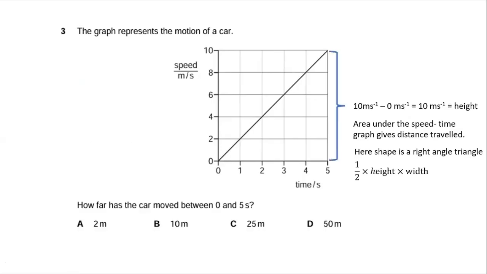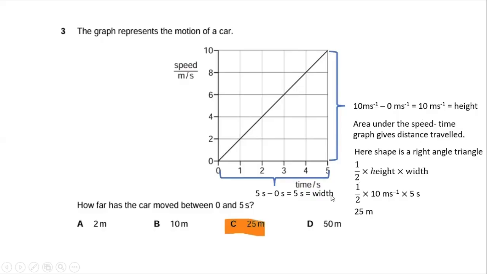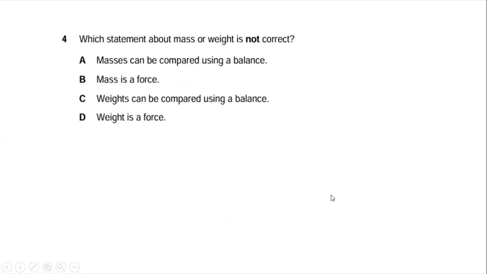So what is the height? It is 10 meters per second minus 0, so 10 meters per second is the height. The width is along the x-axis, 5 seconds minus 0 seconds, so the width is 5 seconds. When we substitute those values, half into 10 meters per second into 5 seconds gives 25 meters. So the answer is C.